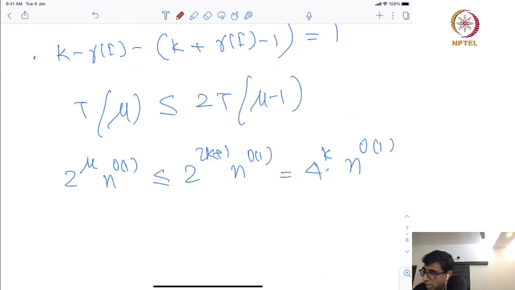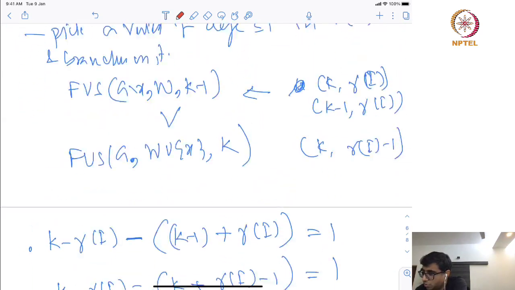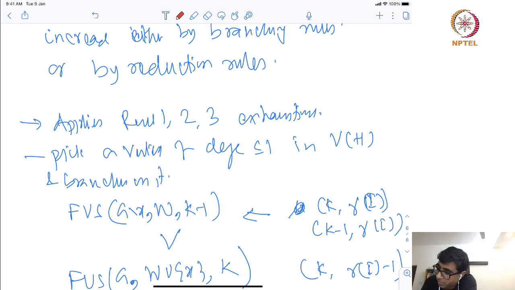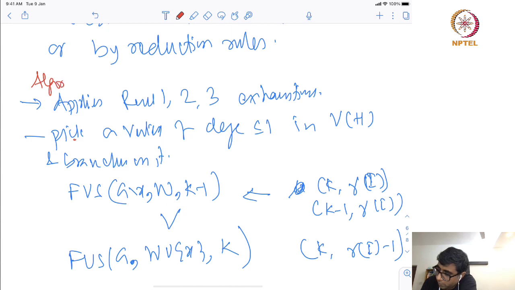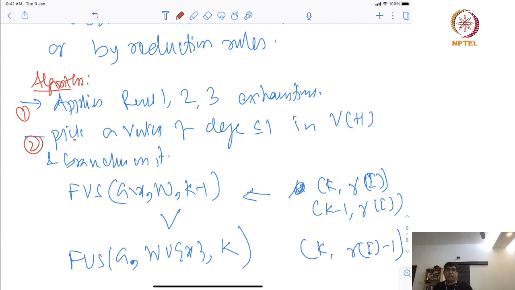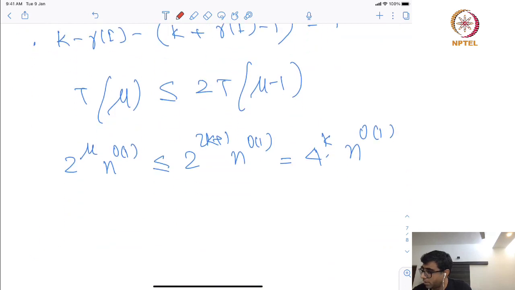The algorithm was fairly simple. It just applied three reduction rules, step 1 and step 2, and after applying the reduction rules, it picked a vertex of low degree, like degree at most 1, and branched either by putting it in the solution or not putting it in the solution. But we saw a very interesting way to analyze the running time of this algorithm, which decreased the measure in both branches, leading to an algorithm with running time 4 to the power k.